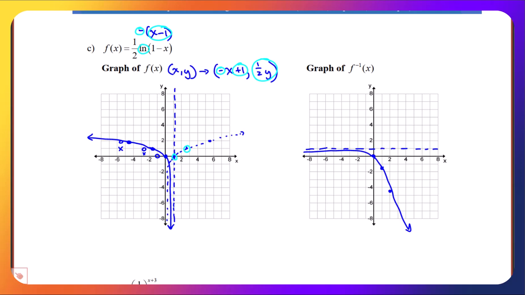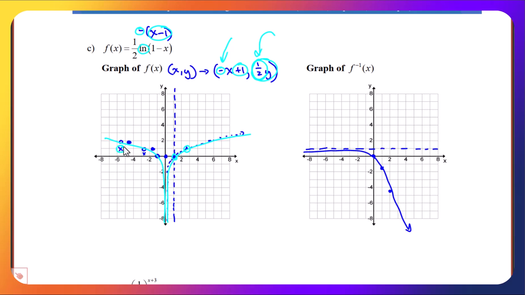So let's see if I did that. Looks like I didn't. Must have been tired when I did this one. So we have our basic graph. That's here, our ln graph. The negative reflects it in this direction. So we have these guys that are the open circle. Then I'm going to take the y values and cut them in half.